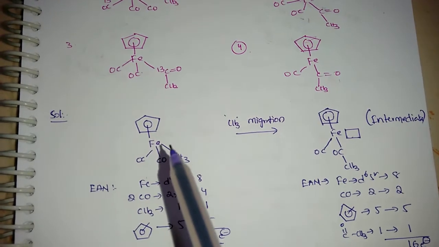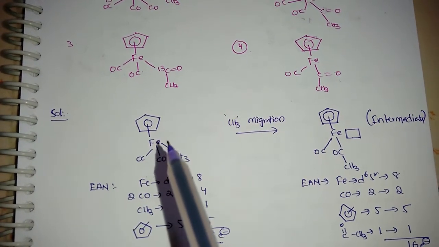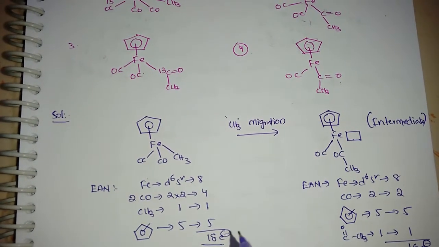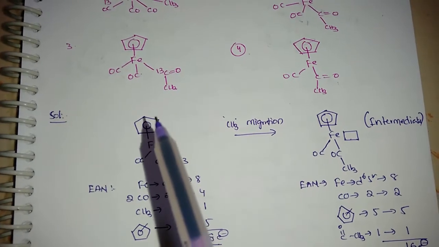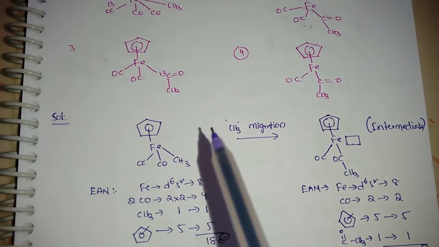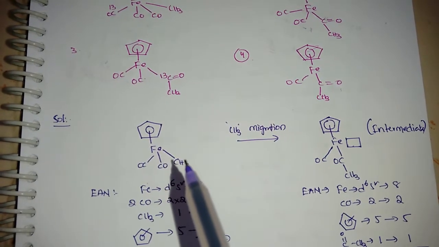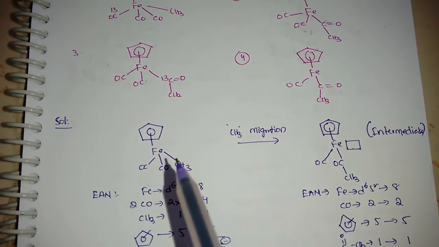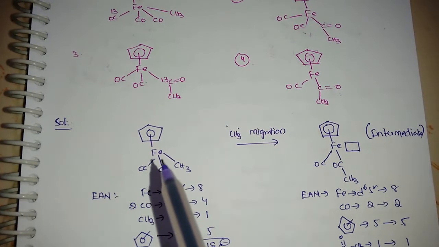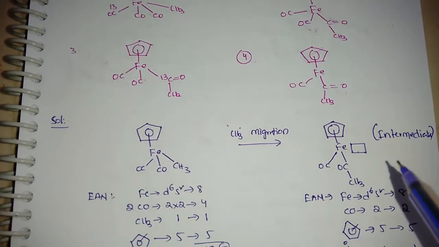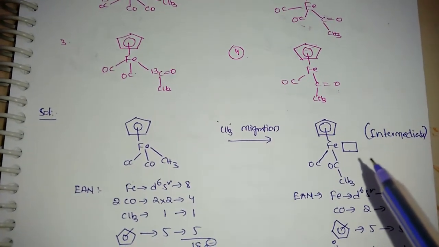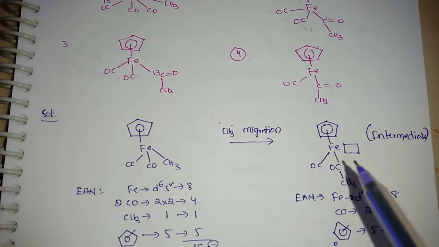So this is a stable complex. That means the effective atomic number is 18, so it is a stable complex. So the reaction occurs by migration of methyl from this position to the carbonyl. This will form after methyl migration.